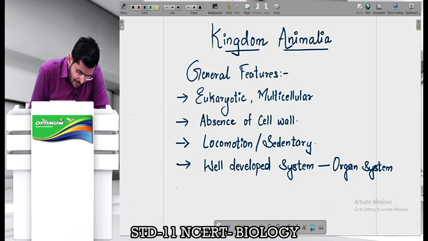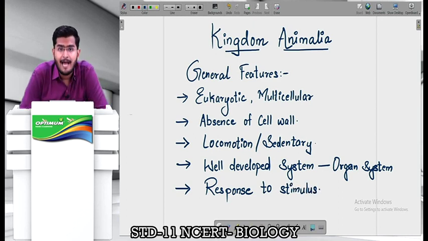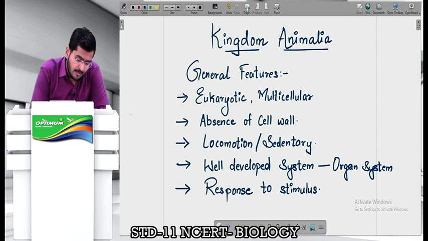Other than that, let me tell you that these organisms show response to stimulus, and that is because of the nervous system that they have, the sense organs that they have, because of which they show a very prominent response to stimulus.